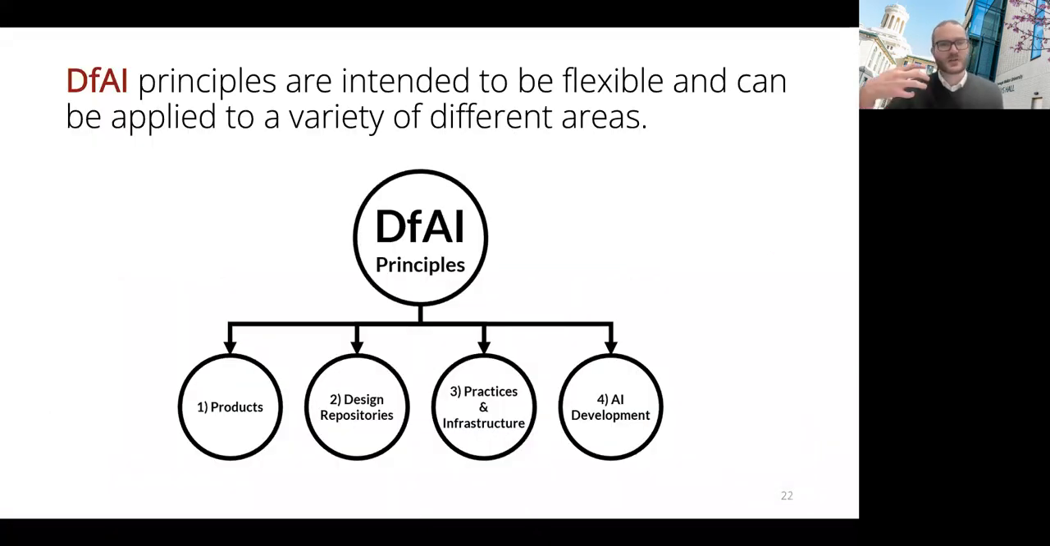So these principles are not just relevant or germane to the design of final products, but they're also relevant to just about any area within corporate life. So we can think about applying these DeFi principles to the things that we design. We can also use these DeFi principles to inform the infrastructure that we create to store design repositories. DeFi principles might inform broader organizational practices or the creation of infrastructure to support AI development. So these principles are far-reaching and should be applied that way.